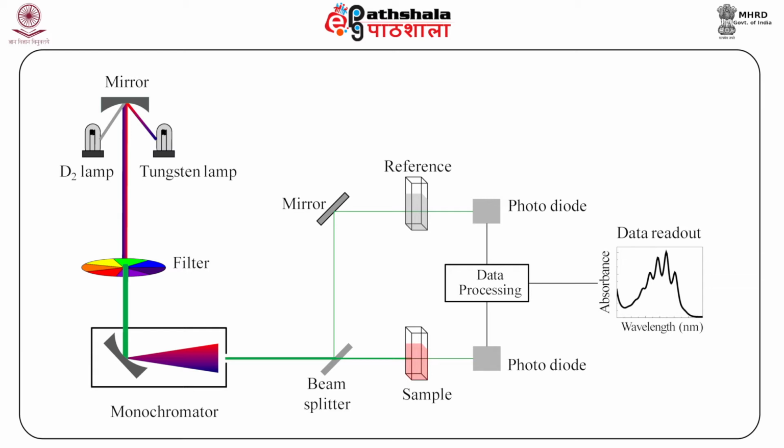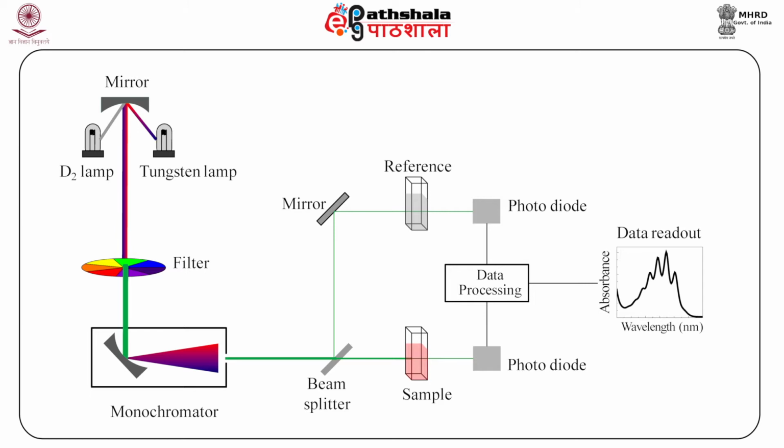The second beam of light is the reference beam that is passed through a transparent container having only the solvent. Electrical detectors measure the beam intensities, which are then compared. The intensity of the reference beam is referred to as I naught, that suffers slight or no light absorption. The intensity of the sample beam is defined as I.